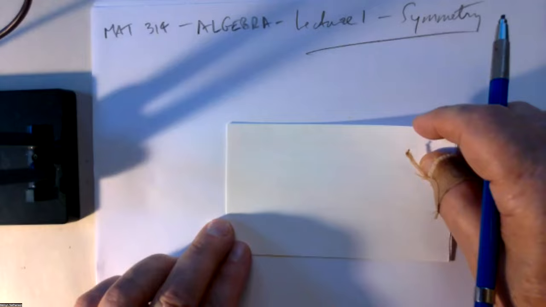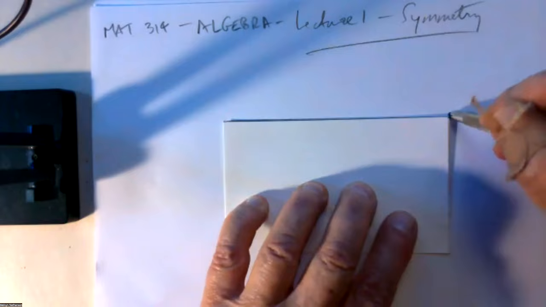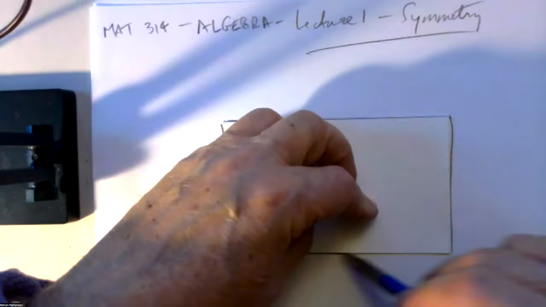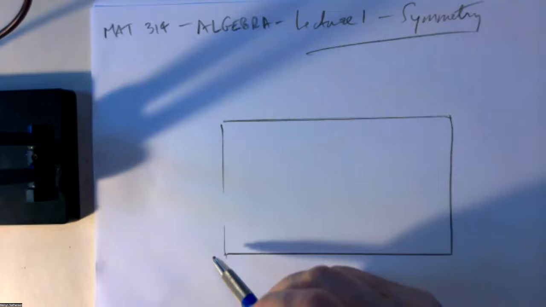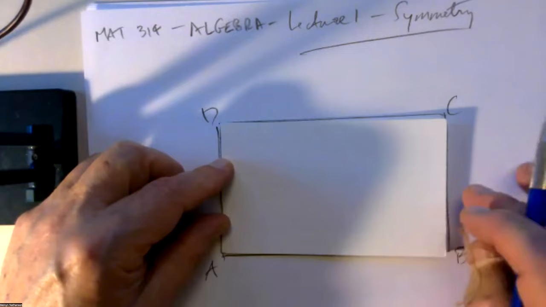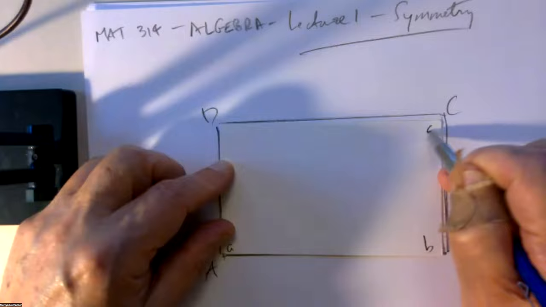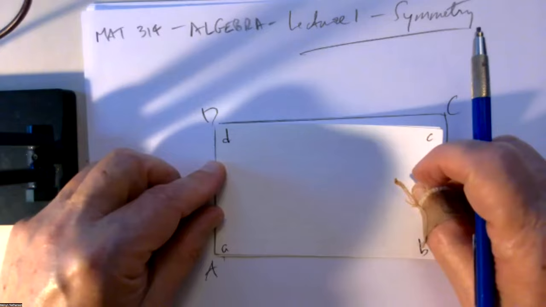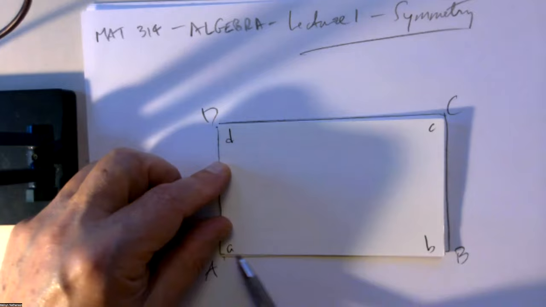So here is the card. Let me draw the place where it's going to be put. And let's say I label the vertices A, B, C, D on the paper, and let me actually label the vertices on the card A, B, C, D. So what are some symmetries of the card? Well, first of all, I can do nothing. So A, B, C, D stay exactly where they are.